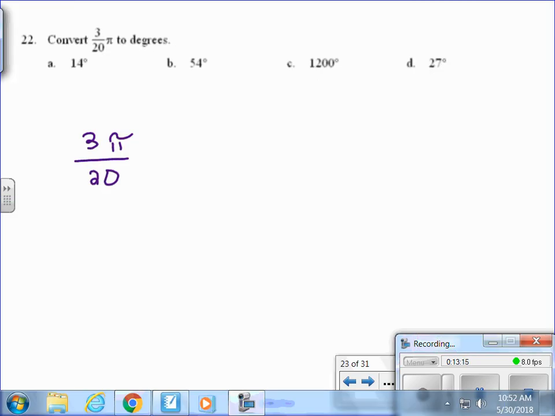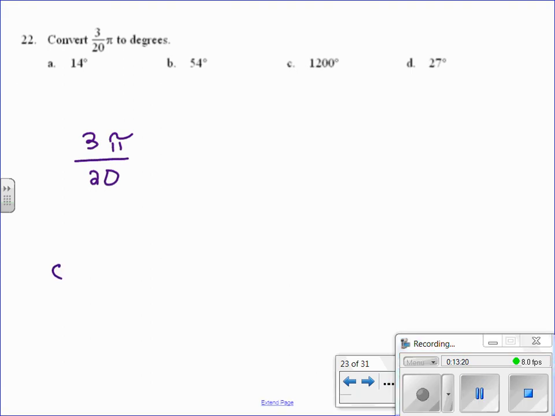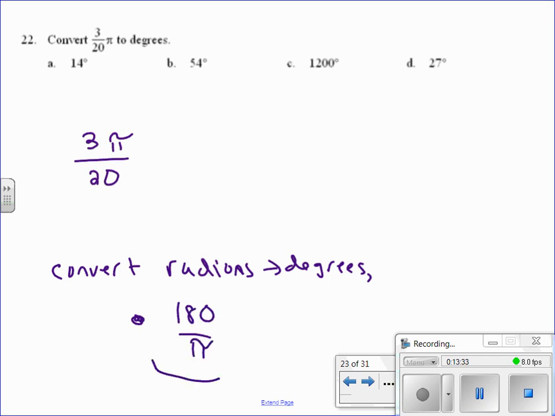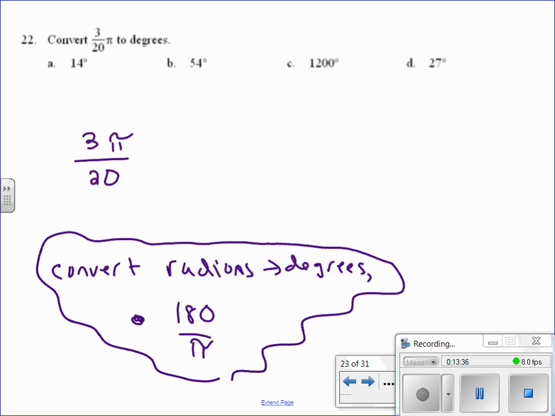Yeah. So just a reminder, I do have a little tidbit on this one. If you're going to convert from radians to degrees, you're going to multiply by 180 over pi. So what's cool about this is then the pi's cancel out. That's exactly what's going to happen here. My pi's are going to cancel out. So I can just head to my calculator, type in 3 over 20 times 180. 27 degrees.